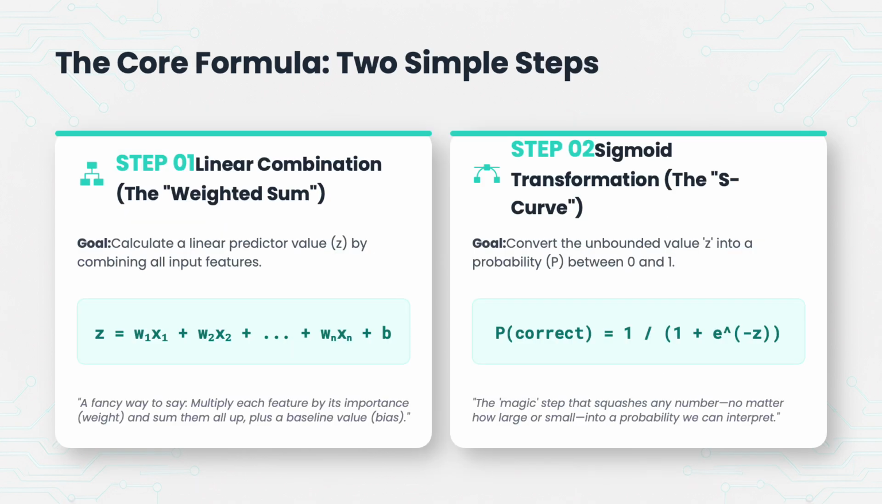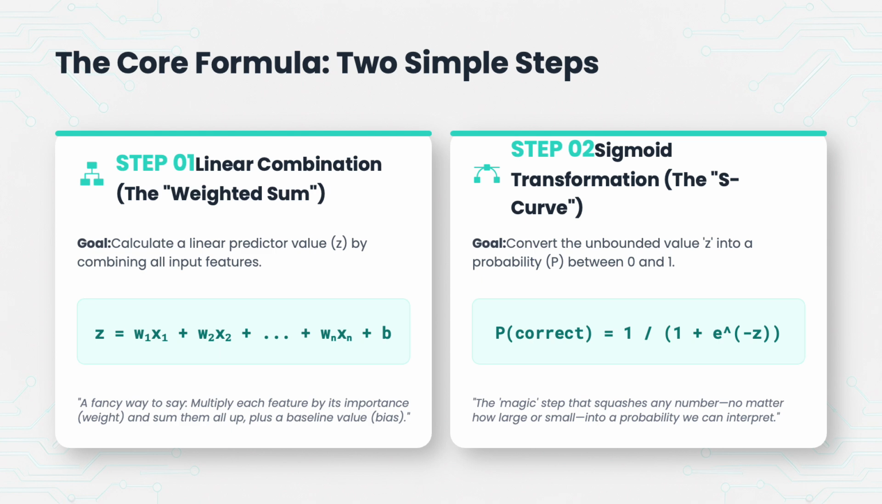The beauty of logistic regression is its simplicity. It all boils down to two fundamental steps. First, we perform a linear combination, or a weighted sum, of all the student's features to get a value we call z. Think of this as calculating a student's total score, or risk score, based on their grades, attendance, and other inputs. Second, we take this score z and pass it through a special function called the sigmoid or logistic function. This function acts like an S-shaped curve.